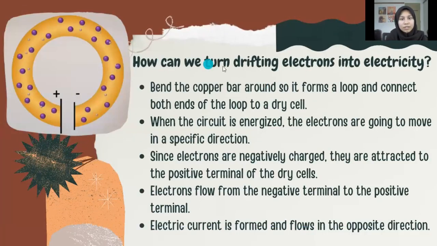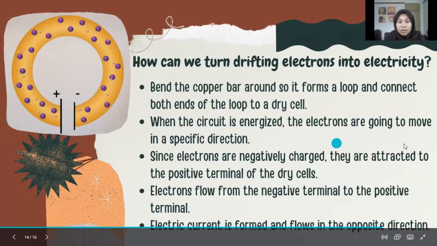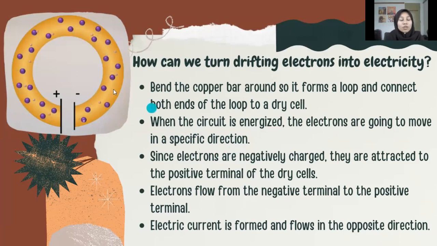So how can we turn these drifting electrons into electricity? First, we take the copper bar and we bend it around so that it forms a loop, and we connect both ends of the loop to a dry cell or a battery. When the circuit is energized, the electrons are going to move in a specific direction, meaning that they will no longer drift around randomly. Since electrons are negatively charged, they will be attracted to the positive terminal of the dry cell.